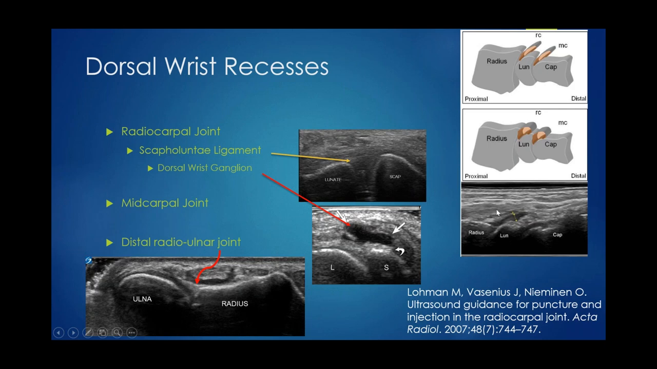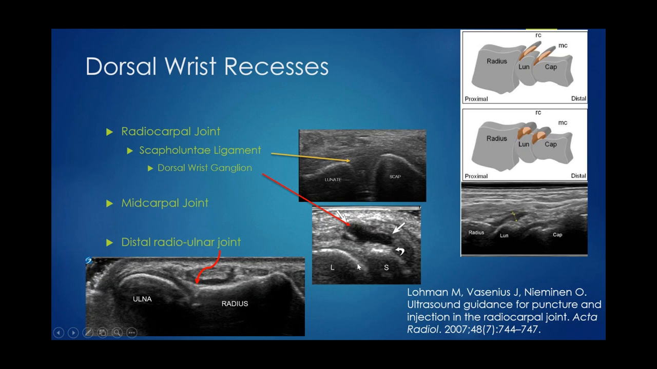Sonographically, we can see the dorsal aspect of the wrist. Normally, these recesses can be closed. Sometimes you may see a small effusion. You may also see thickening of the capsule, and if you were to turn on Doppler, you may see increased Doppler signal signifying synovitis. The distal radial ulnar joint, pictured here in the bottom left, is best imaged with the transducer axial to the wrist or forearm. Here you see the ulna and the radius with the dorsal aspect of the recess here.